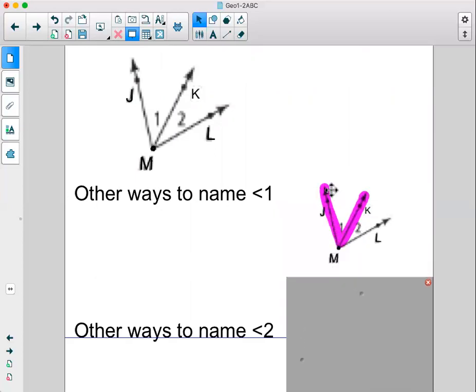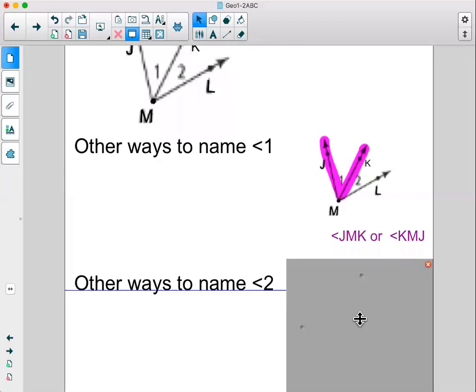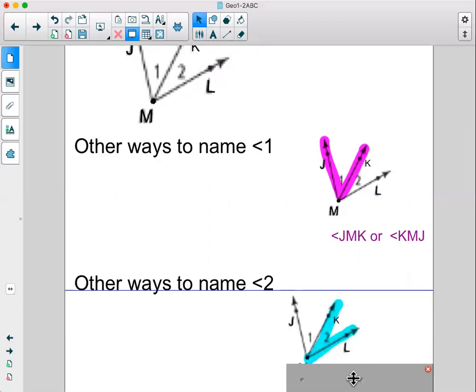Angle 1 could either be named angle JMK or angle KMJ. Let's name angle 2 in a couple other ways. Pause, do it on your own paper, and then press play. So for this angle, angle 2, you could either name it angle KML or angle LMK.